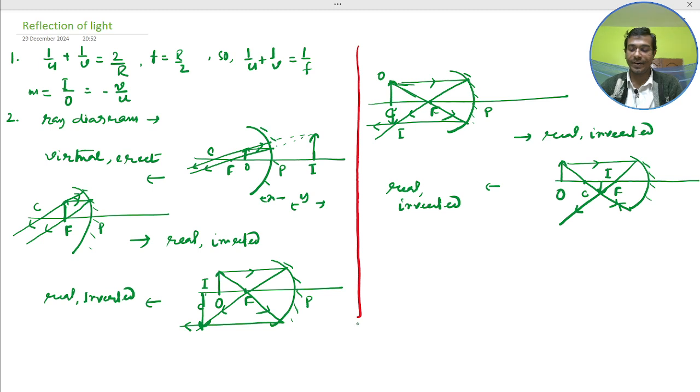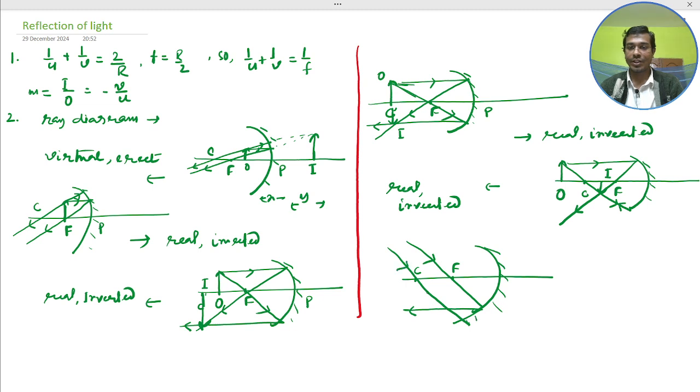And next, the object at infinity. The ray diagram would be of this type, this is F and this is C. Light comes from infinity and passes through the focus, following back in this direction, and another ray goes through the center of curvature in this direction and follows back in the same path. So the image would be this one, this is I, this is P.